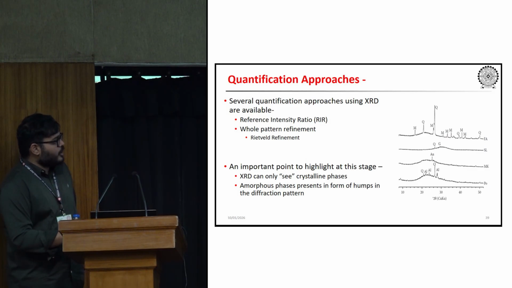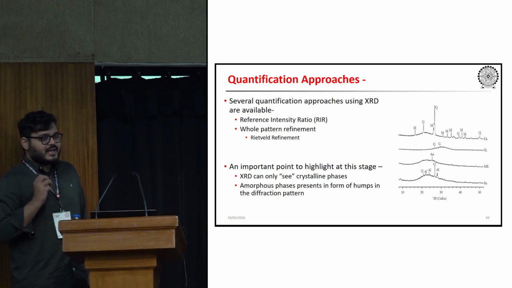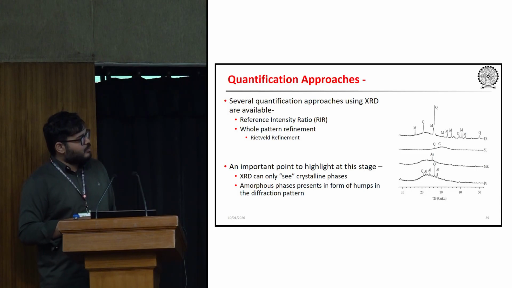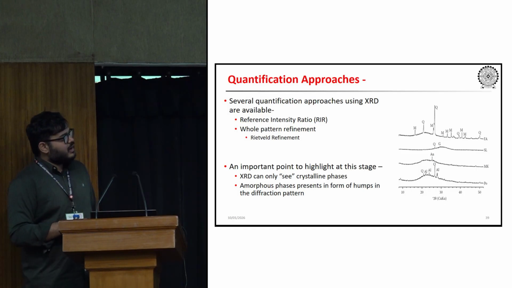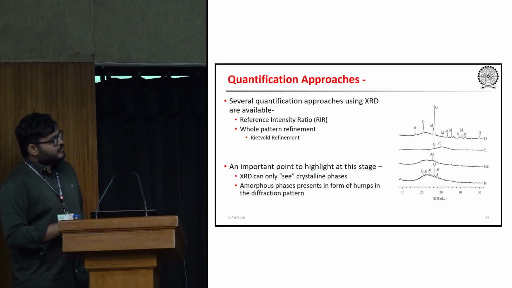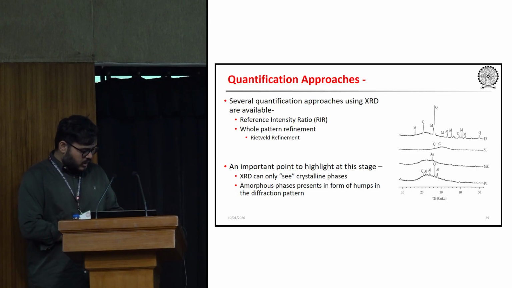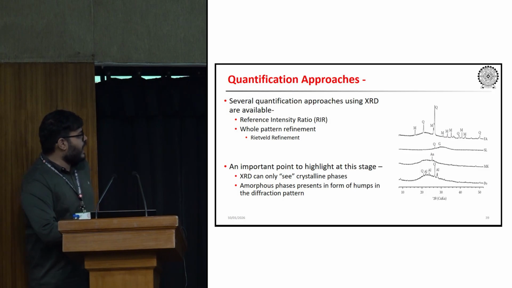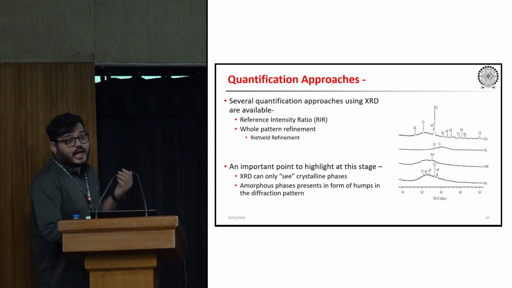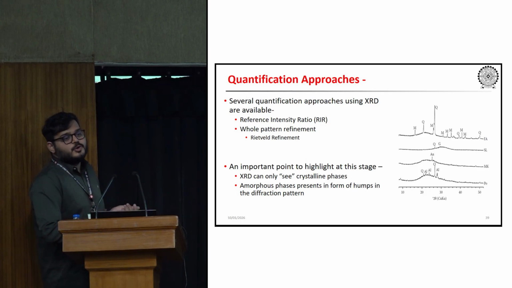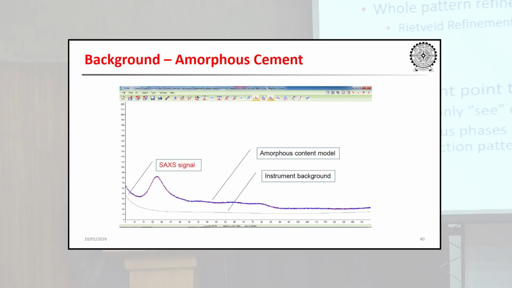Right? An important point to highlight is the fact that XRD can only see crystalline material. If you have an amorphous material, for example, this is a mix of crystalline material, quartz, mullite, and this is a fly ash, you can see an amorphous hump forming here. Now that is because of the amorphous content present in your fly ash, and the amorphous phases, or the phases with no long range order, will not be able to produce any distinct patterns in your XRD approach.